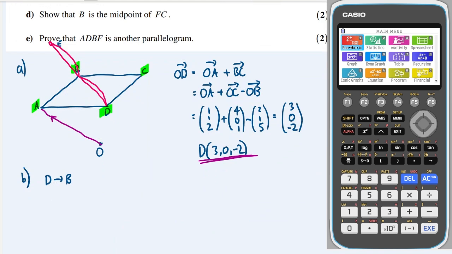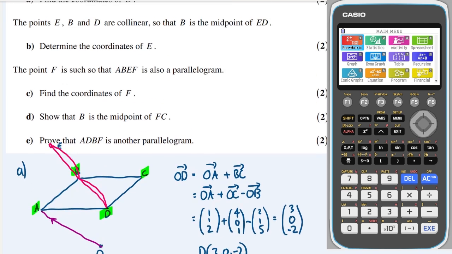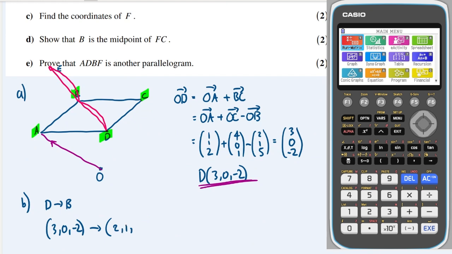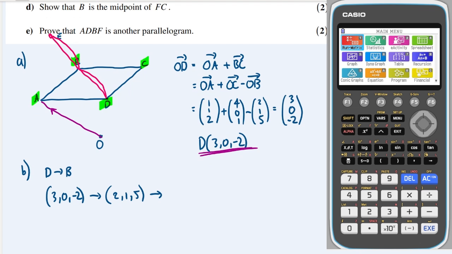Well, let's write them down. We have 3, 0, minus 2. And then we're going to B, which is 2, 1, 5. And if we carry that on, we're going to get to E.